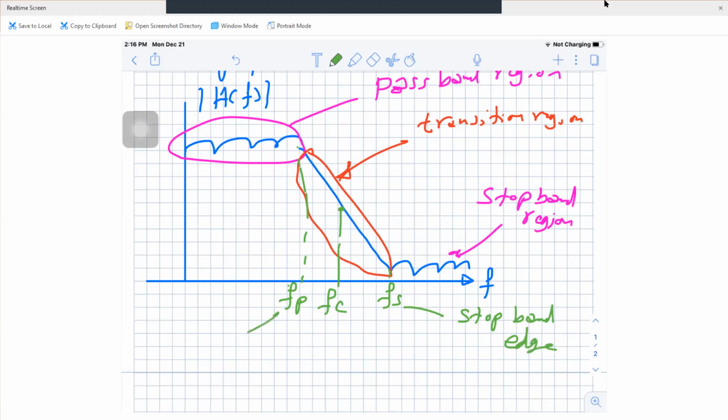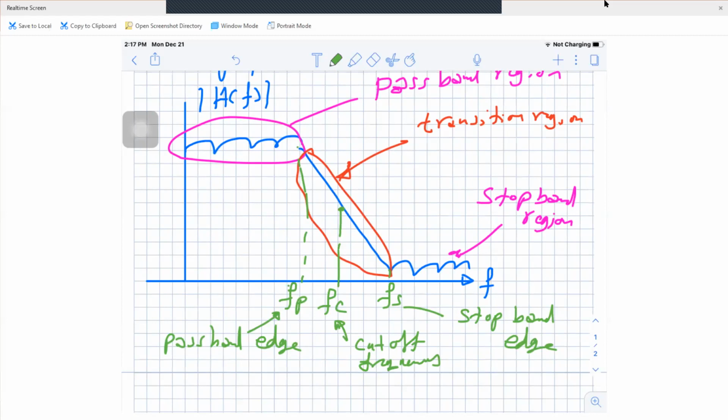Okay, this one will be the passband edge, the passband edge, and in between will be what? Will be the cutoff frequency, cutoff frequency. Okay, now this is what? This is the tolerance scheme, and this scheme is very important to understand the requirement of any filter.